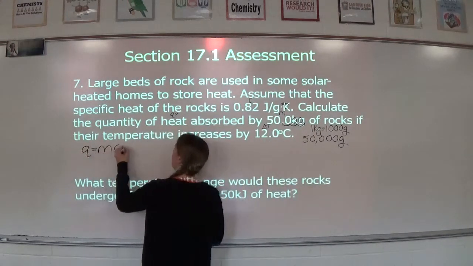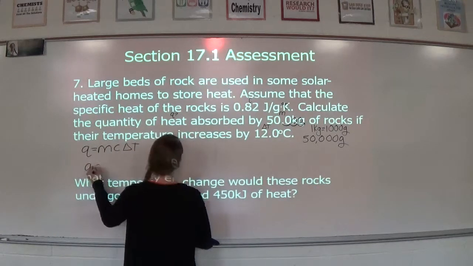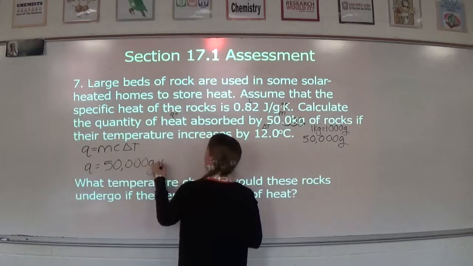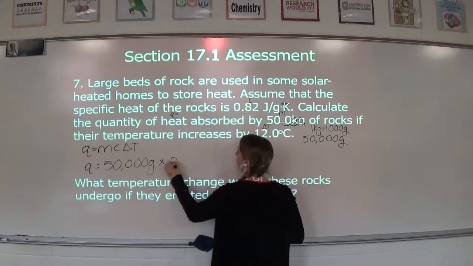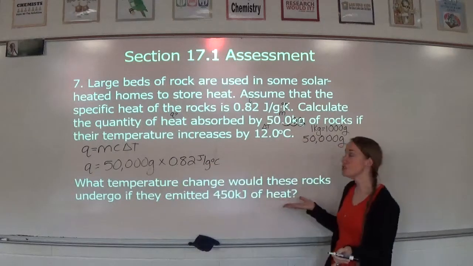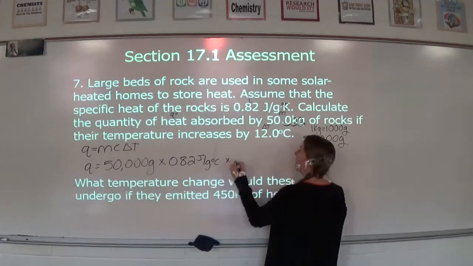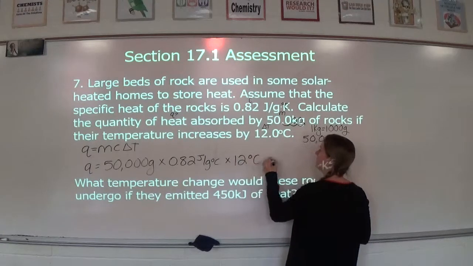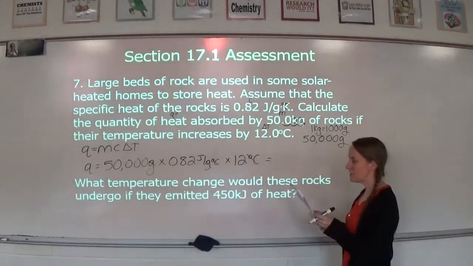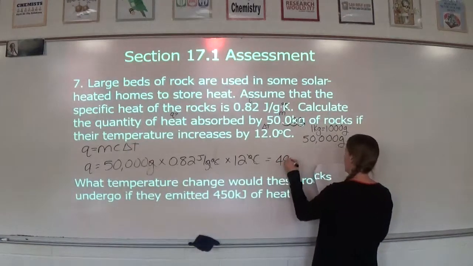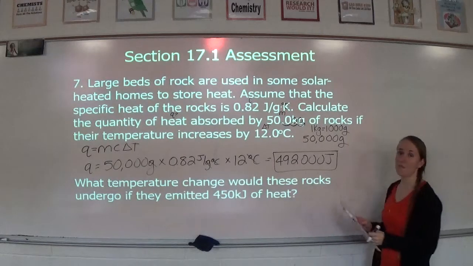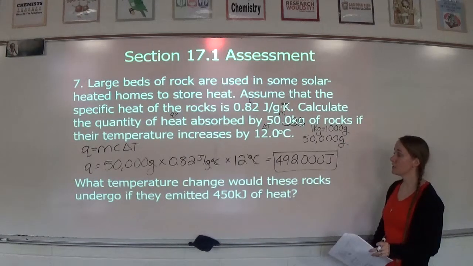Okay, so once I know that, I can plug in. So Q equals MC delta T. So my mass is, we decided, 50,000 grams. My specific heat, they told me, was 0.82 joules per gram. I changed it to degrees Celsius. You could have kept it as Kelvin, it doesn't matter. And my temperature change is 12 degrees Celsius. So my Celsius, my grams cancel. So when I solved, I got 492,000 joules. Just like that. Okay, so you just got to be careful of those units that you're plugging in.